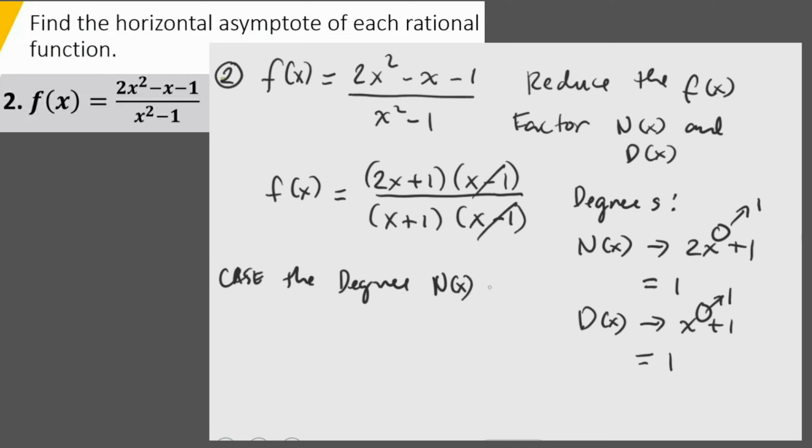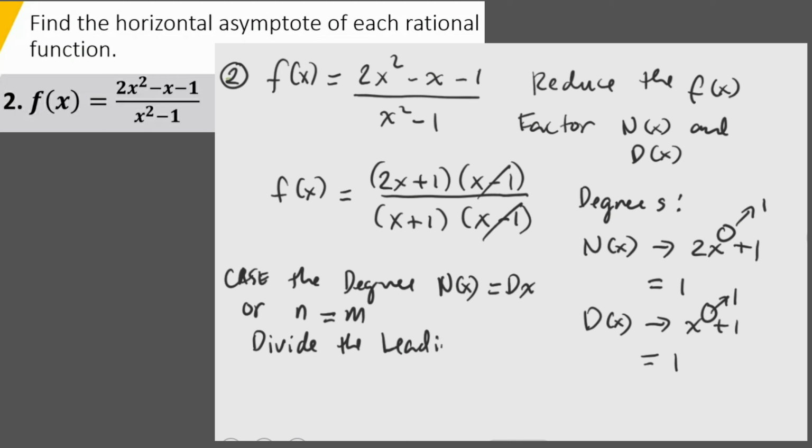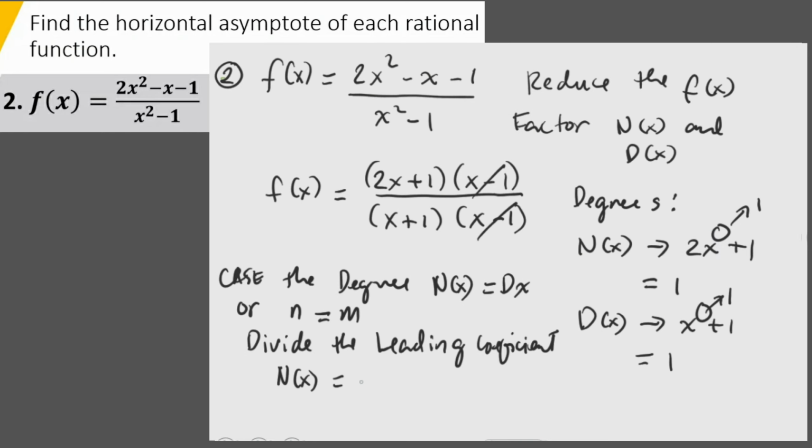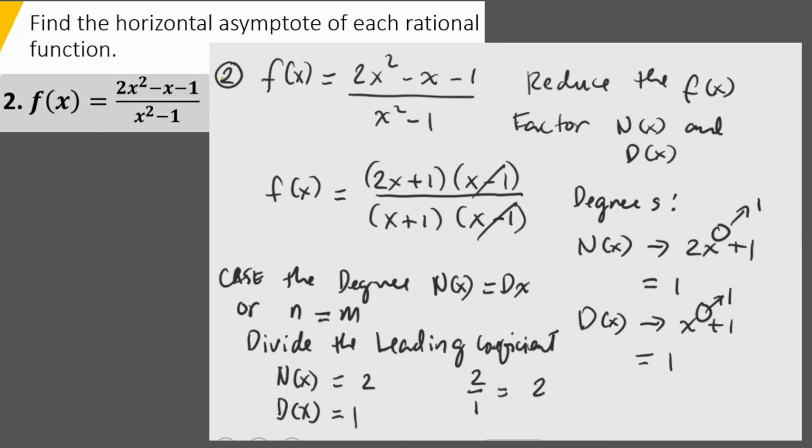So in this case, the degree of numerator is equal to the degree of denominator. So in this condition, ang gagawin natin is kukunin natin yung leading numerical coefficient ng numerator and denominator, tas i-divide natin. So for our numerator, we have 2, and then for our denominator, we have 1. So 2 divided by 1 is equals to 2. So 2 is our horizontal asymptote.